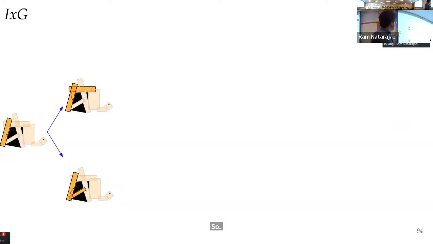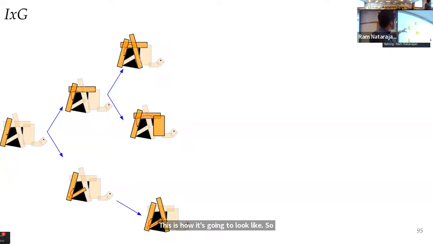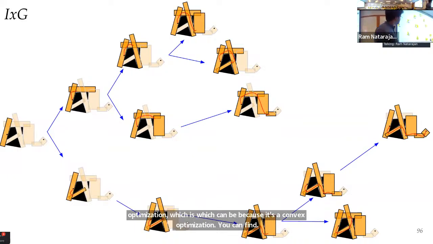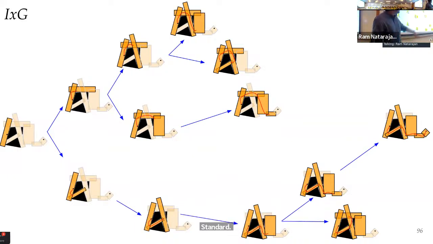You're going to start with a start convex set, and when you explore the space, you're going to explore the space of convex sets, and what I've shown with these highlighted convex sets is the path that you find in this low dimensional graph, right? And then through that sequence of convex sets, you can find these trajectories using optimization, which, because it's a convex optimization, you can find the optimal one. And then this proceeds until you reach the goal.